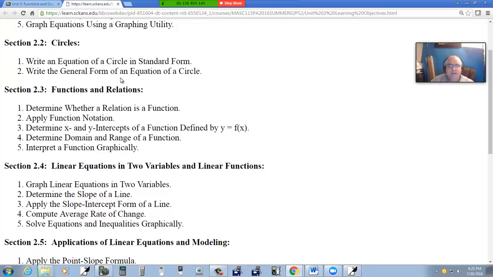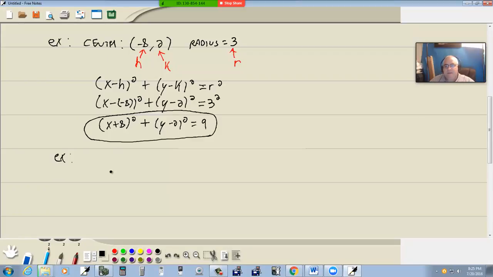Now this says write the general form of an equation of a circle. And there's a lot of different areas that covers. But let's say that I started with this previous answer. General form means you don't have any parentheses. So first thing we have to do is get rid of the parentheses.